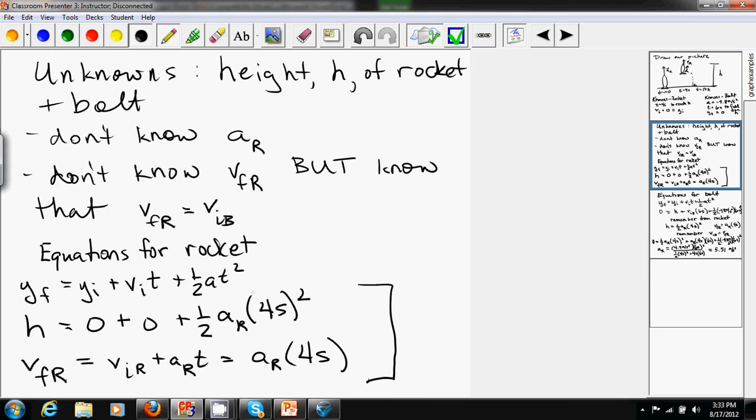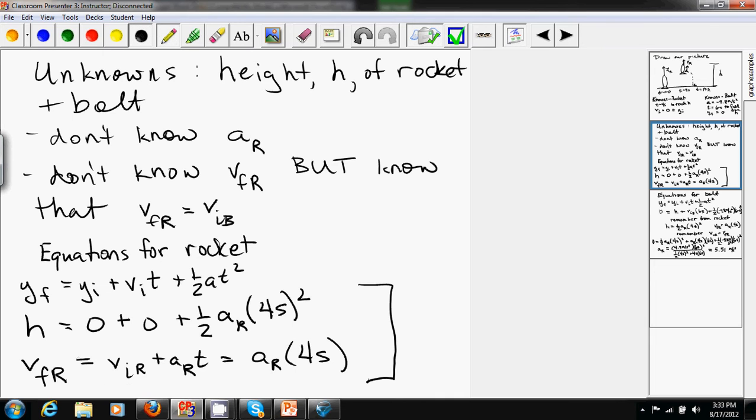Now let's plug in what we know and what we don't know, the variables we've chosen. We know that the initial position and the initial velocity are 0, so I've plugged in for that. I've plugged in for my final position of the rocket, h, that's my height. I don't know what the acceleration of the rocket is, but I do know the time that it took to get there. So h is equal to 1/2 a rocket times 4 seconds squared.